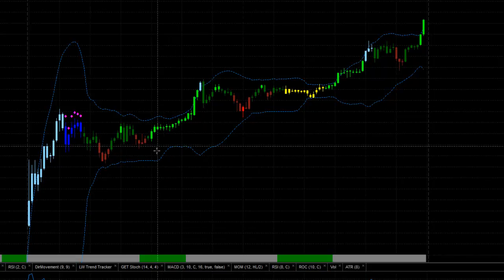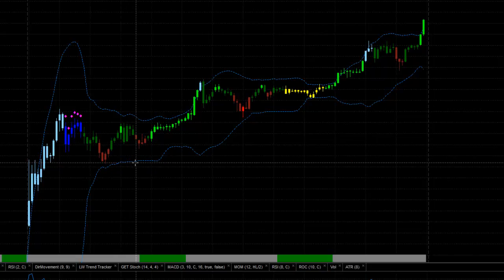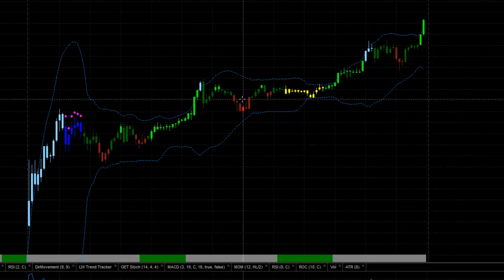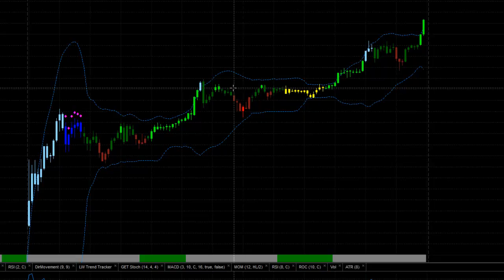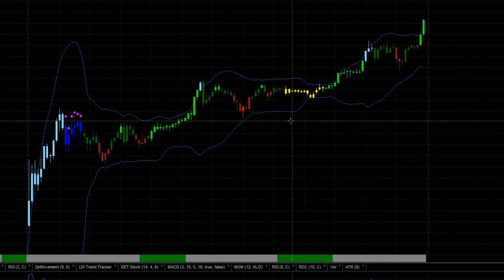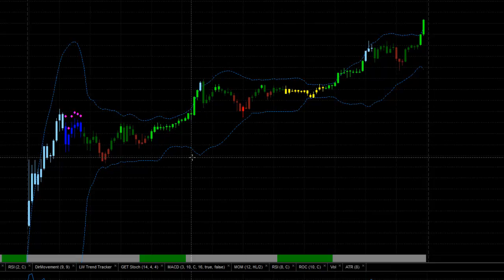So again, this is the Bollinger Band. This one is based on a 20 period analysis, and a standard deviation multiple of that. I don't use a standard 2.0. I use something else, but that's fine. You can use what you want.